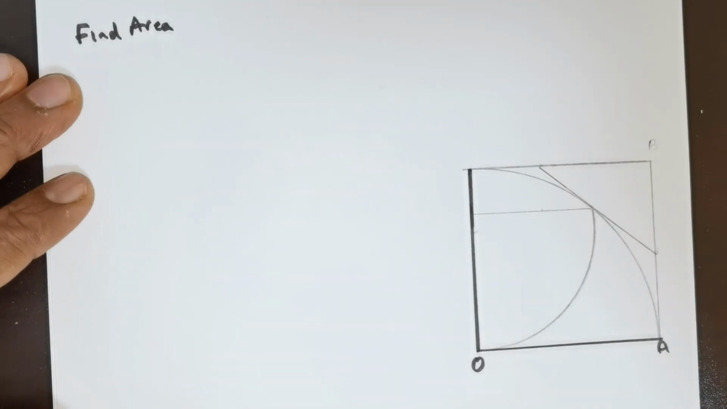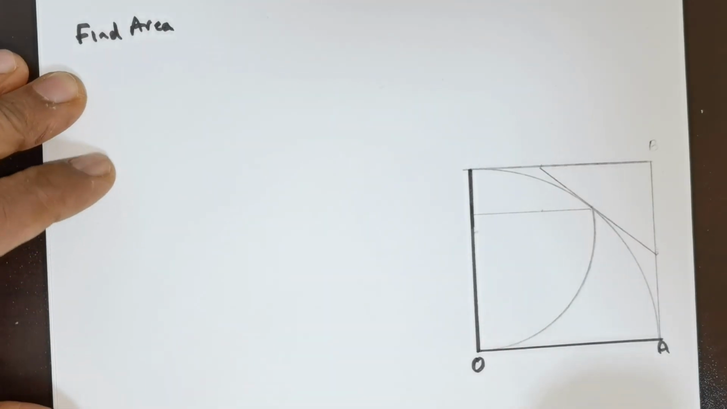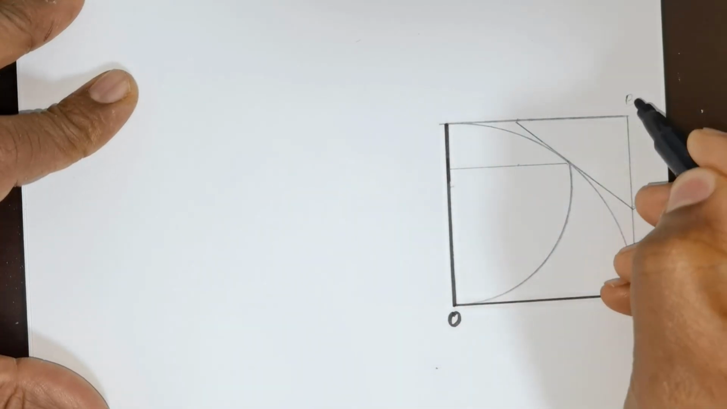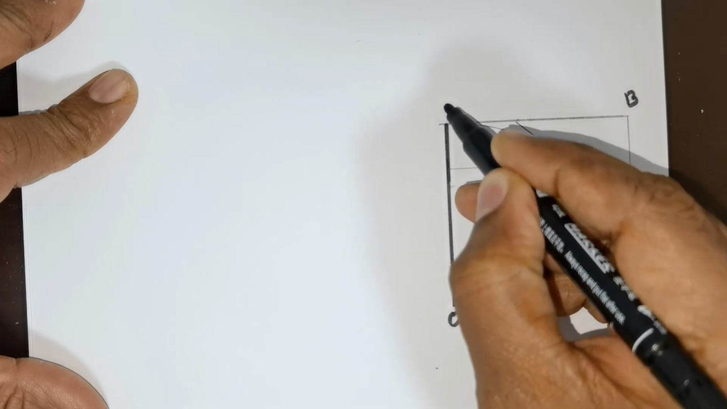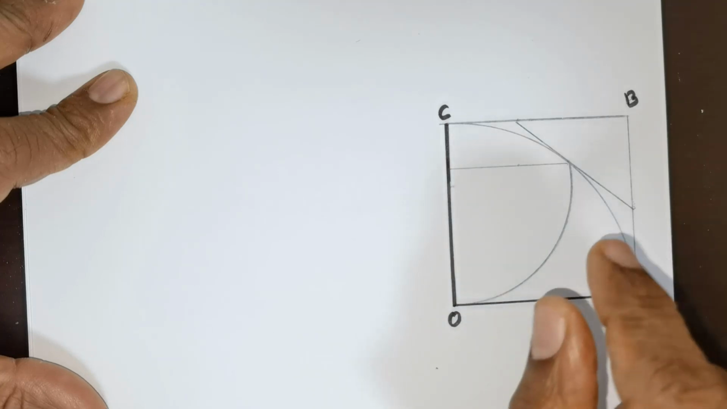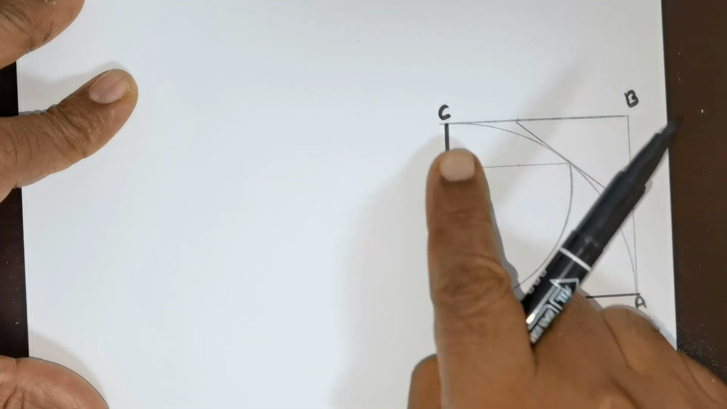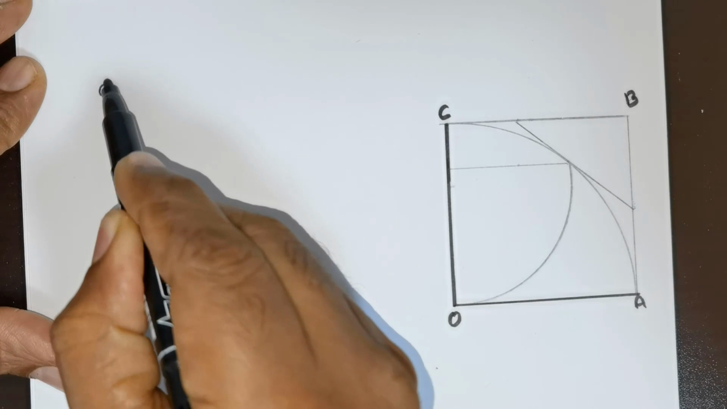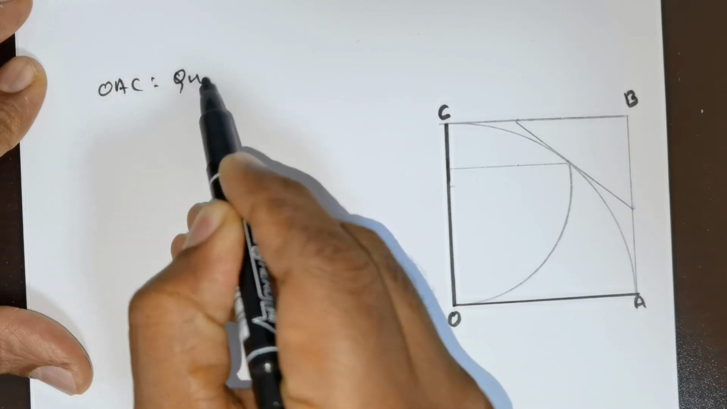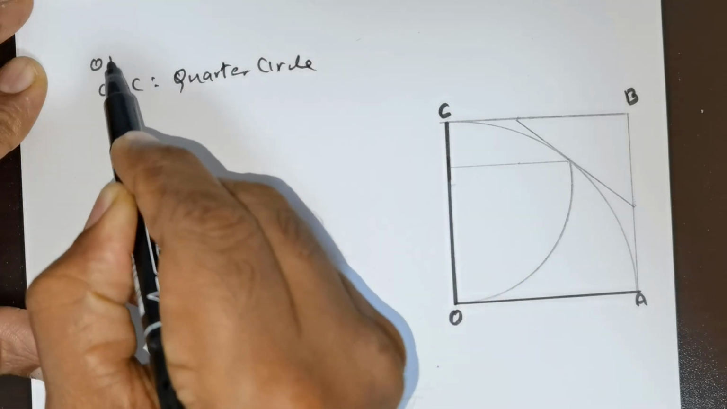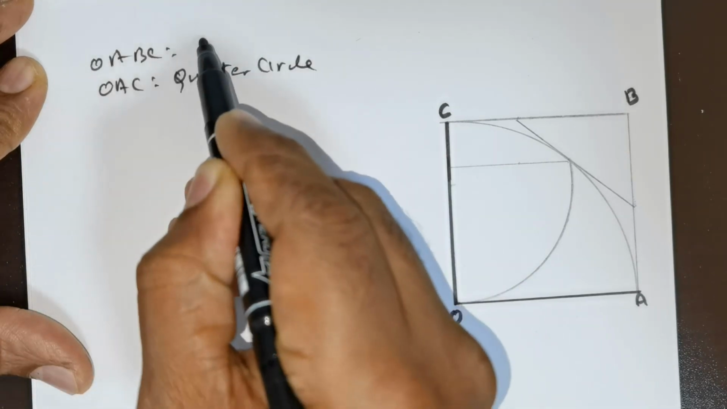Good day everybody, we've been given a beautiful question. We are expected to find the area. Now let me explain the figure. We have a square OABC. Inside the square we have a quarter circle. OAC is a quarter circle. OABC is a square.